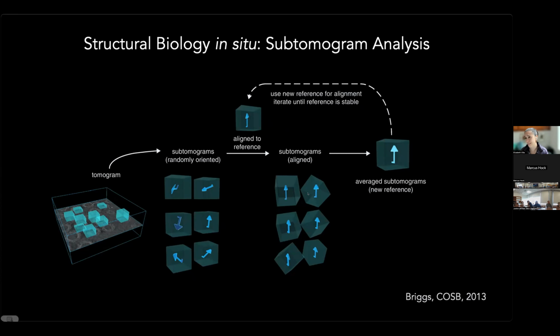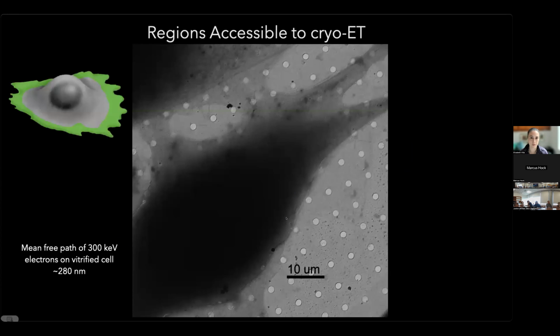And then you can also classify. So you can ask, what is this? If there are conformational changes that are due to function, where are they happening, and how is this part of the cell different than that other one, and things like that. So it's a very powerful technique.